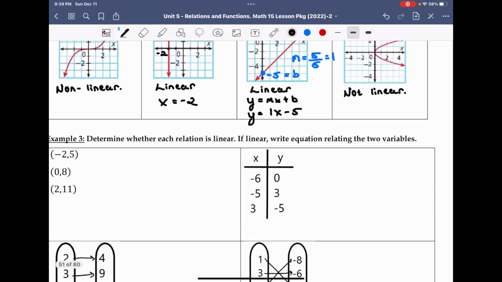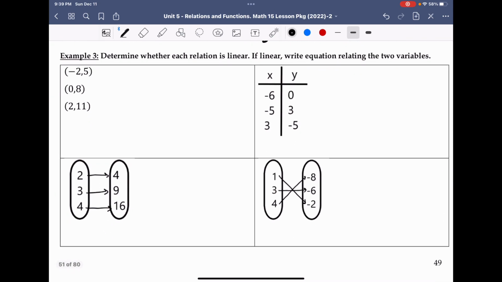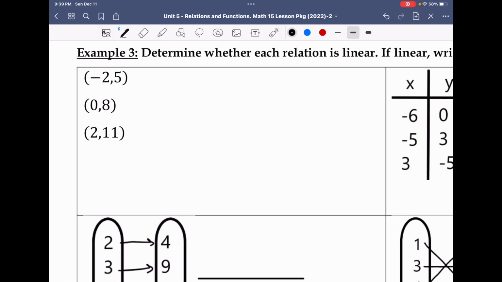All right, let's look at example 3 here. Example 3 says, let's determine whether each relation is linear, and if it is linear, let's write an equation relating the two variables. In the first part of our example, we have 3 points, and remember, in order to get the equation, we're going to have to determine the slope and the y-intercept.